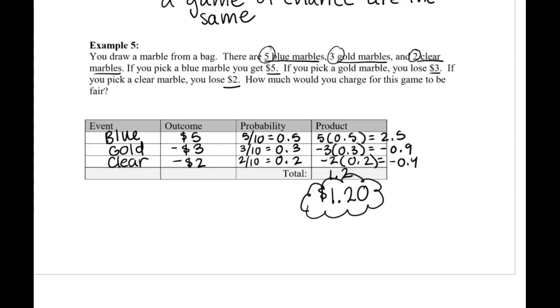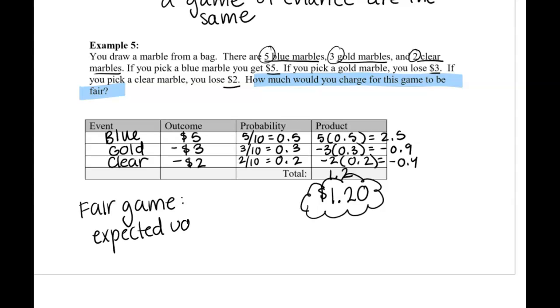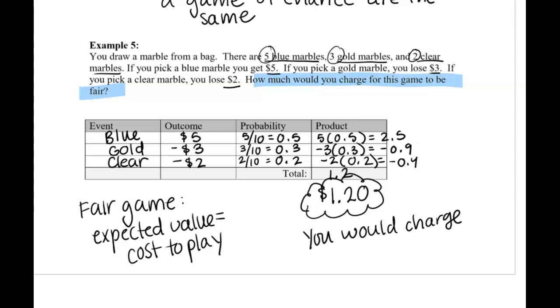So the question was, how much would you charge for the game to be fair? So fair game, again, is where expected value would equal your cost to play. So if our expected value is $1.20, you would charge $1.20 to play.